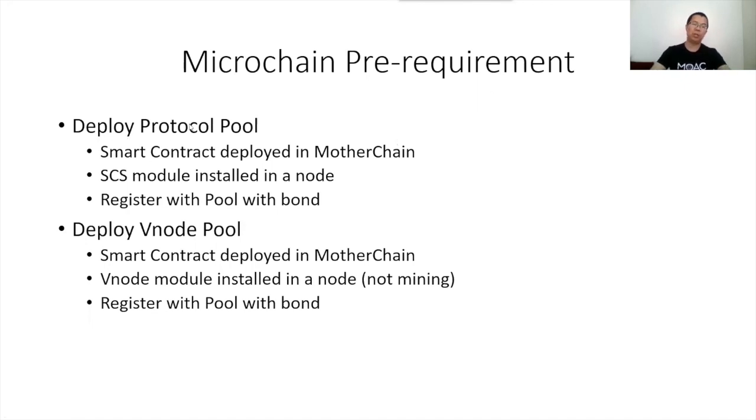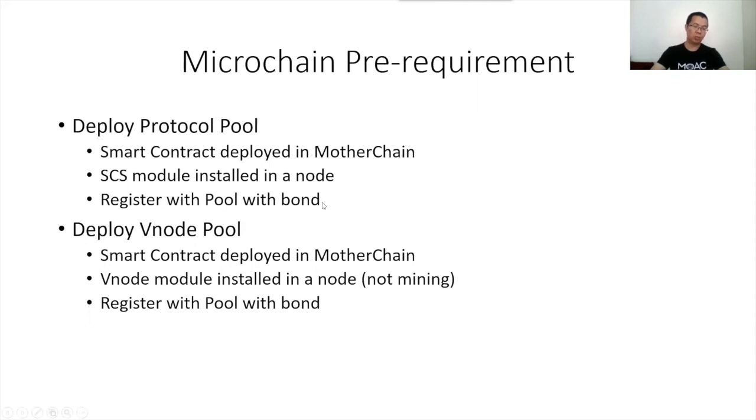As I said earlier, for the microchain we have two prerequisites. First, we need to deploy a protocol pool, which all SCS nodes will join. This is a smart contract deployed in Microchain. If any SCS node wants to be a member of this pool, you can just download our SCS application, and if you have a network, that's enough. Then you just register yourself as an SCS node inside the pool, and you are available for the microchain to employ you as a node.